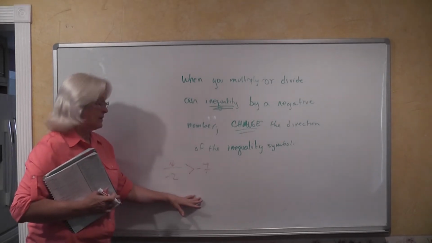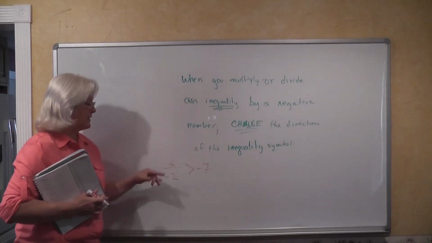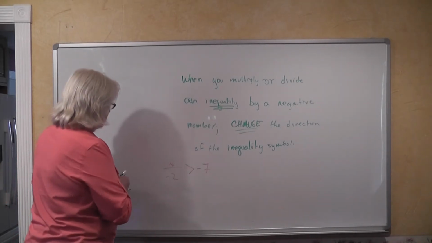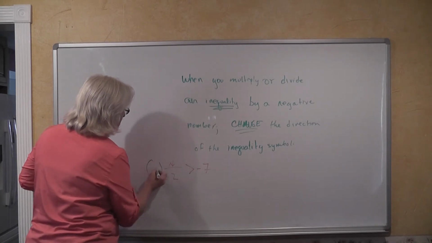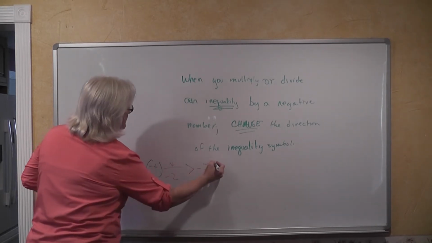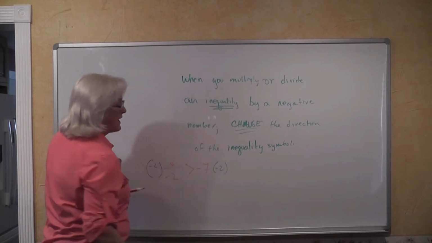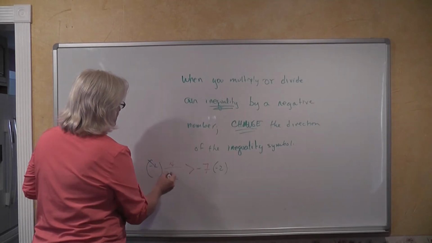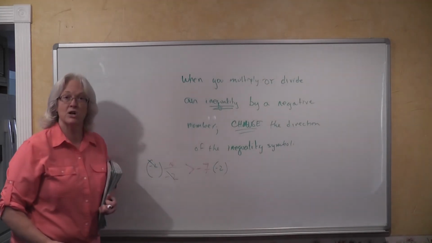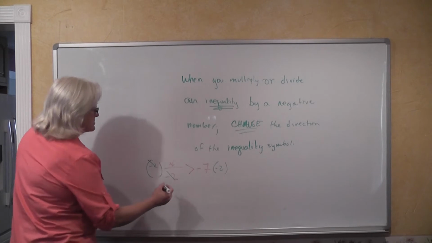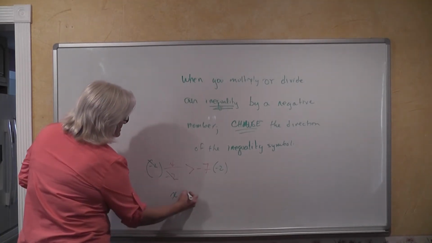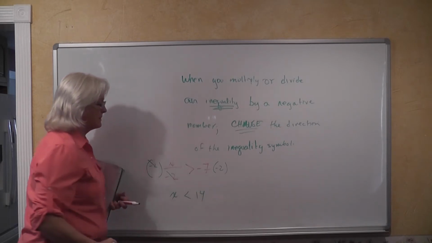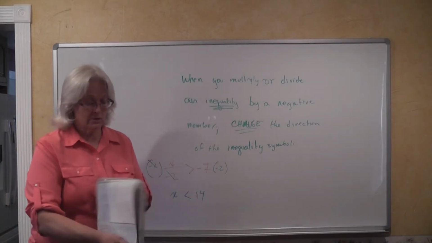What are we going to have to do here to isolate the variable x? It was divided by a negative 2, so we have to multiply both sides of this inequality by a negative 2. And when we do that, because we're multiplying by a negative, the direction of this inequality symbol is going to have to change. Our negative 2's cancel, and we now have x is less than 14. That's going to be the solution to this problem.